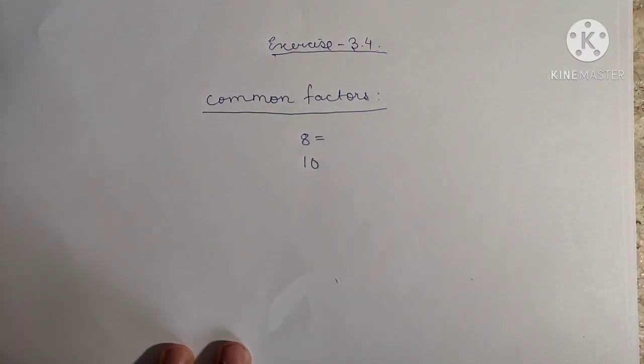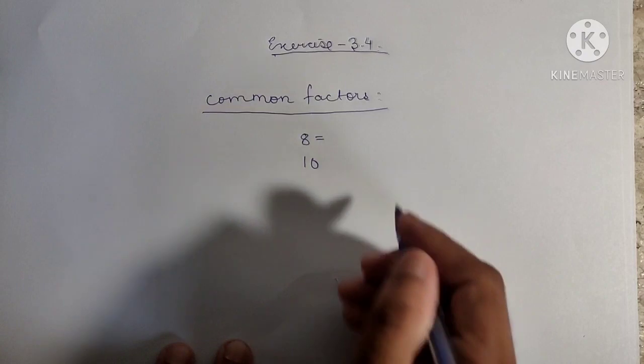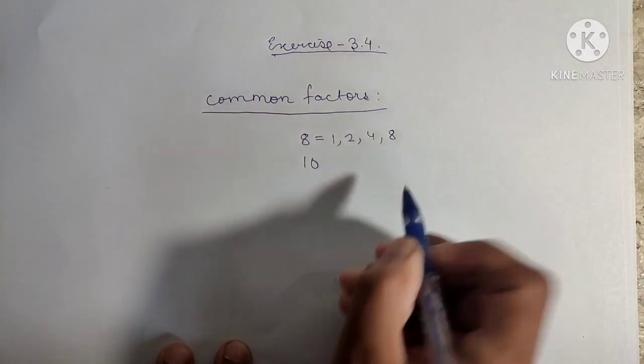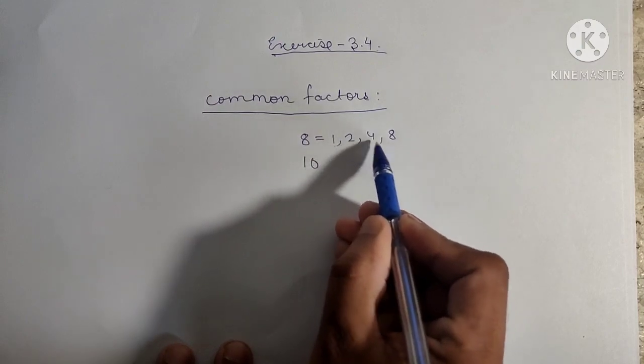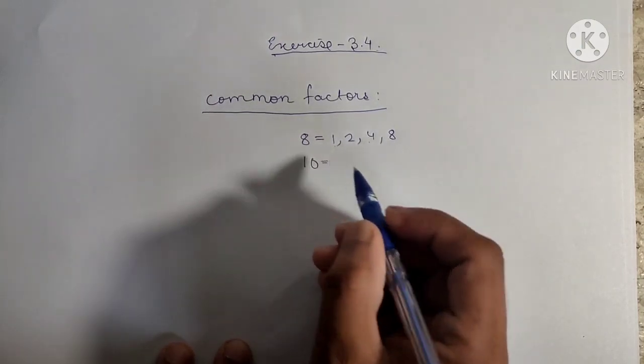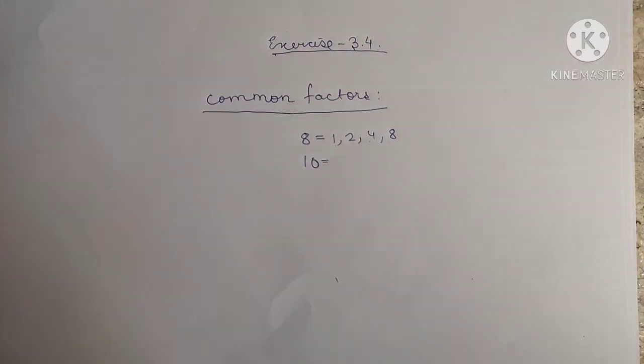Factors means the number which divides 8. So 1, 2, 4 and 8. That means these 1, 2, 4 and 8 will divide 8, in the multiplication table. In that way you can think for your easy understanding. So the factors of 8 are 1, 2, 4 and 8. That means 1, 2, 4 and 8 will divide 8.